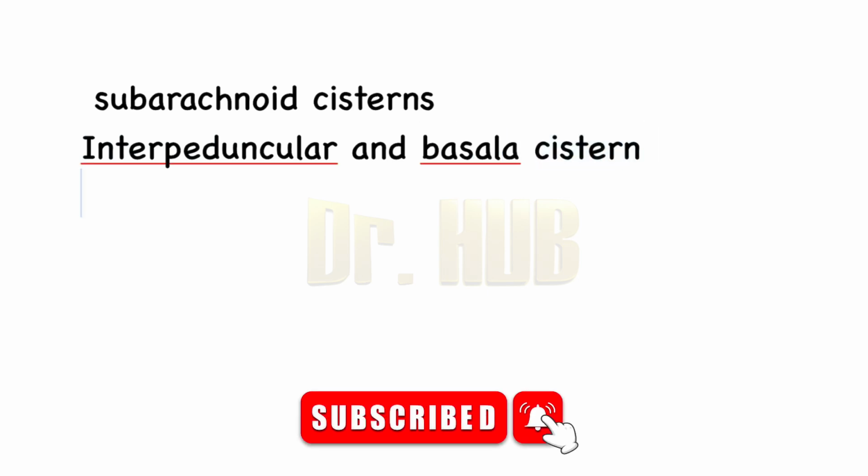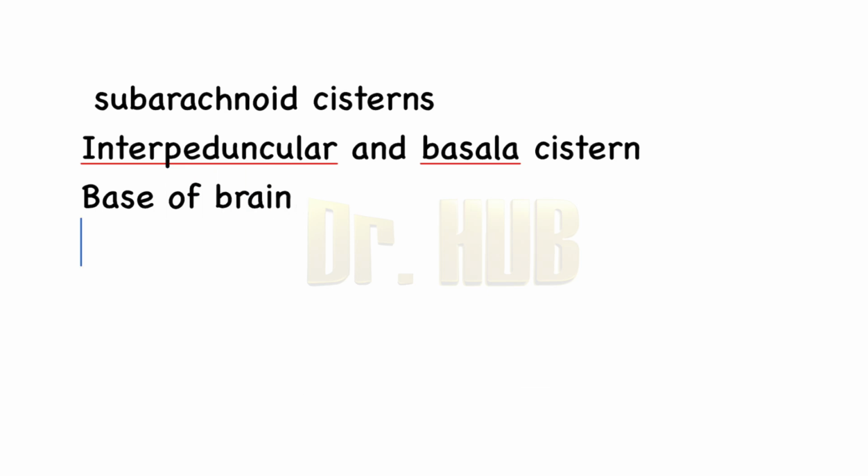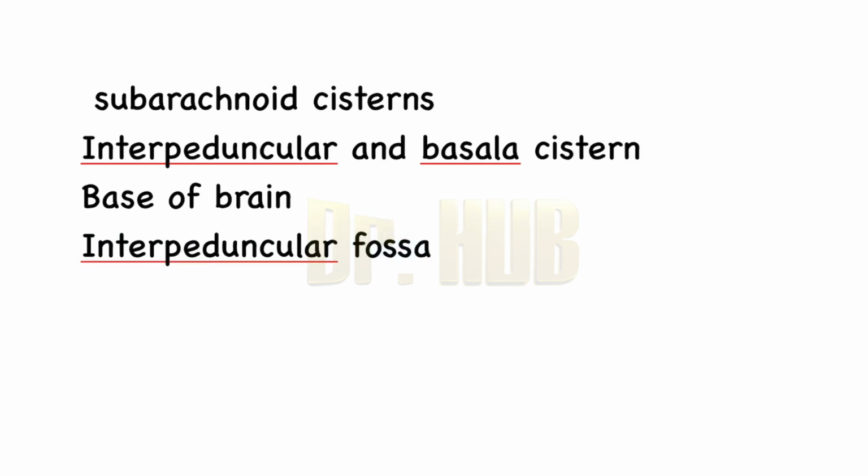Subarachnoid cisterns. So the subarachnoid cisterns include, first, the interpeduncular and the basal cistern. This includes the location as the base of the brain and the interpeduncular fossa. So it is in the interpeduncular fossa.